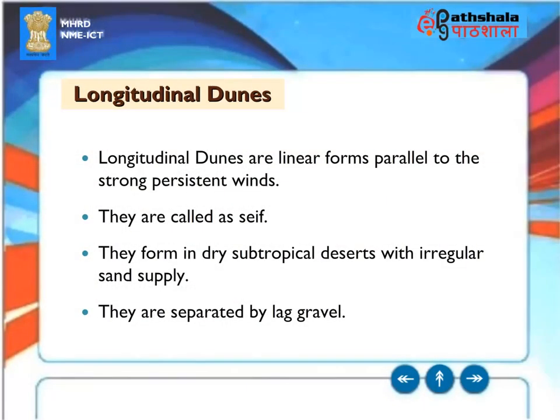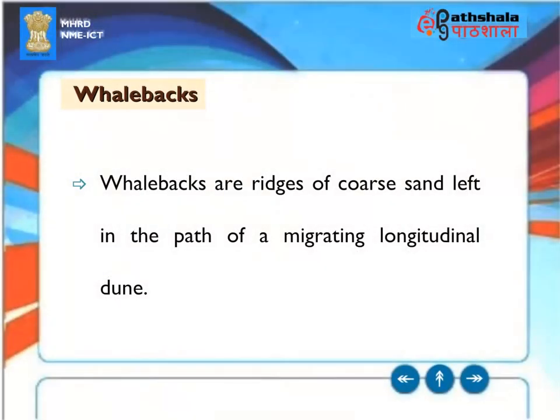Longitudinal dunes. Longitudinal dunes are linear forms parallel to the strong persistent winds. They are called seif. They form in dry subtropical deserts with irregular sand supply. They are separated by lag gravel. Whalebacks. Whalebacks are ridges of coarse sand left in the path of a migrating longitudinal dune.